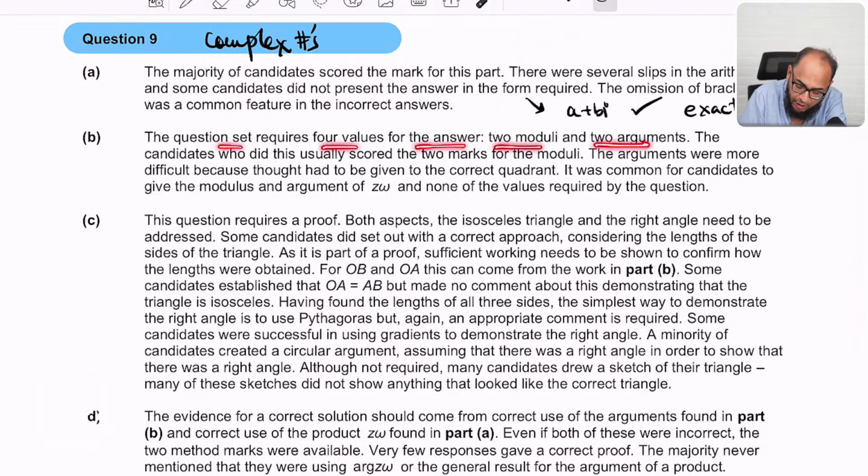So now the next one, it says the question set requires 4 values in the answer, 2 moduli, 2 arguments. The candidates who did this usually scored the 2 marks for the moduli. The arguments were more difficult because thought had to be given to the correct quadrant. I like this. Thought had to be given to the correct quadrant.